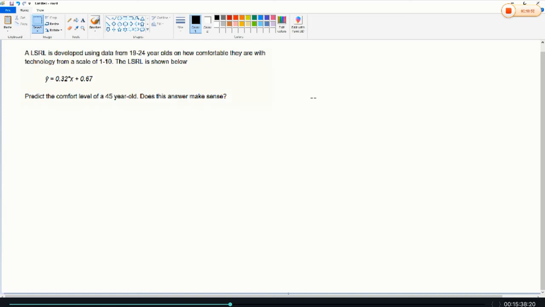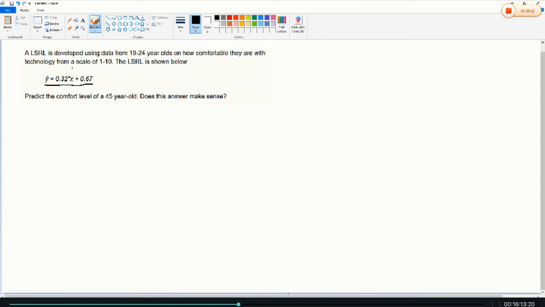A regression line is developed using data from 19 to 24-year-olds on how comfortable they are with using technology on a scale of 1 to 10. And as you can see, it gives you the regression line equation. Note the hat over the y. And what it's asking us to do is predict the comfort level of a 45-year-old, and does the answer you get make sense? Age would be the independent variable in this example, and the comfort level would be the dependent variable.